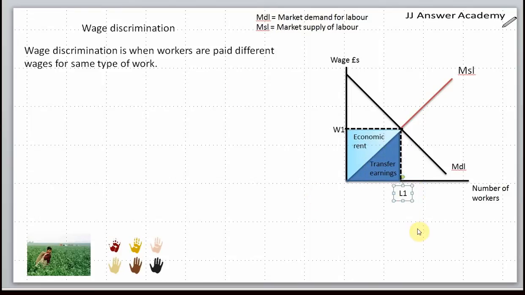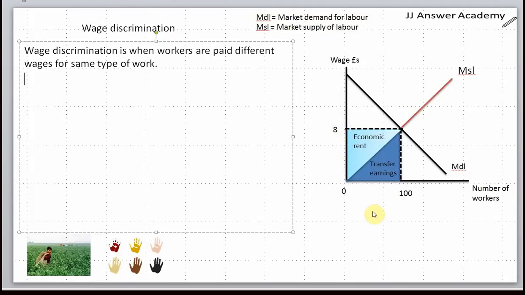Now, a firm's bill, if this was a diagram for a firm, and let's put this down as 0, and let's say the firm is employing 100 workers, and the market clearing wage is £8. So without any wage discrimination, if the firm paid everyone £8, the total wage bill would be £8 times 100 workers equal to £800.